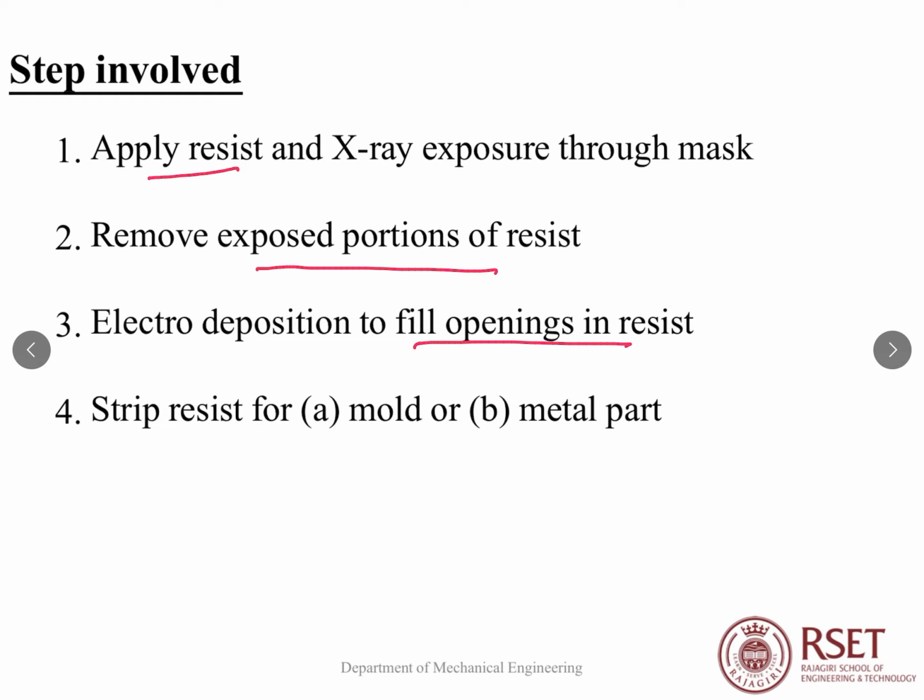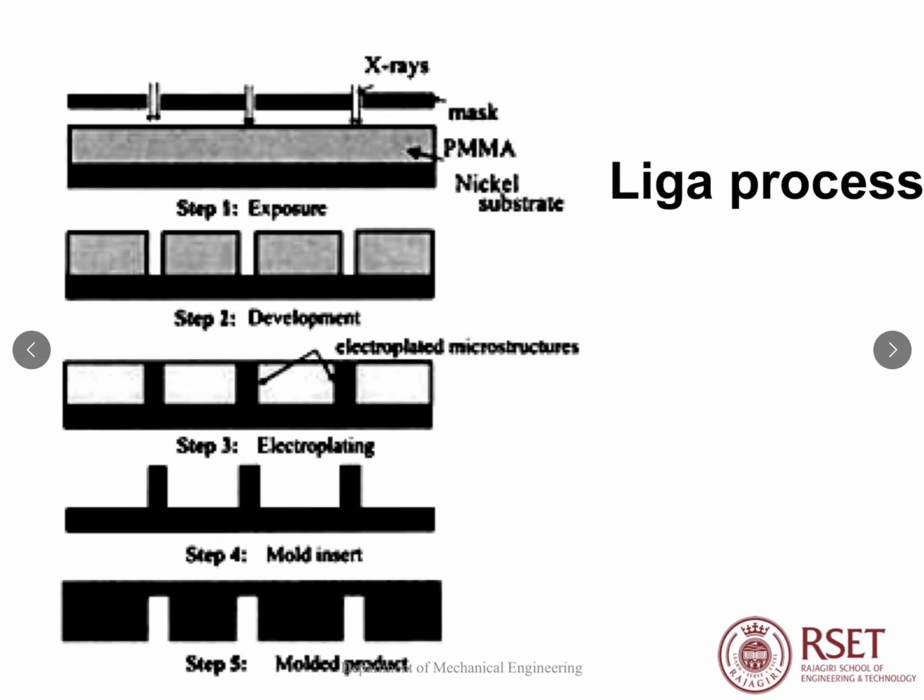Strip the resist for mold or metal part. That's the final stage. So here we can see PMMA on a nickel substrate. PMMA is polymethyl methacrylate, a polymeric material. Then we'll have the mask. Then it's irradiated with the X-rays. So decomposition takes place where X-ray irradiation happens. And then we fill that with material through electroplating. Then we remove this resist, PMMA, to get the final product.